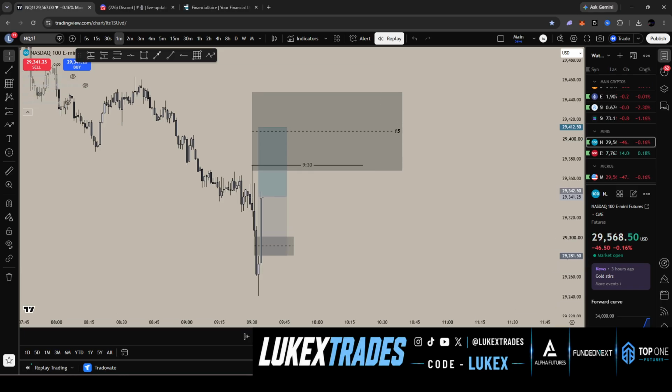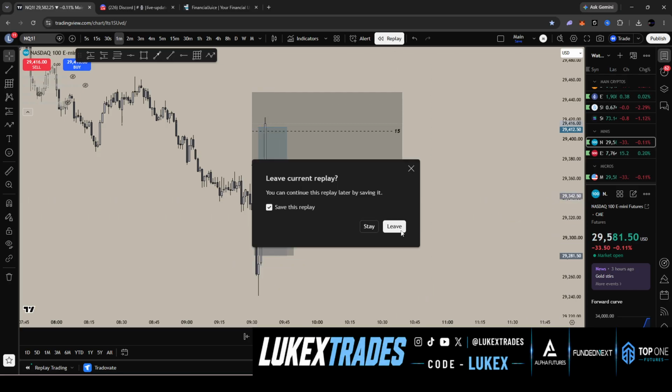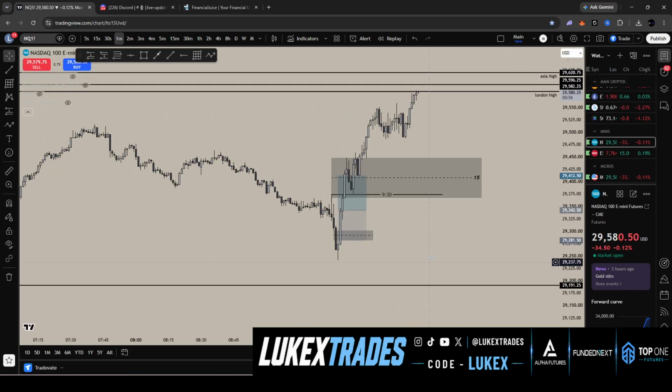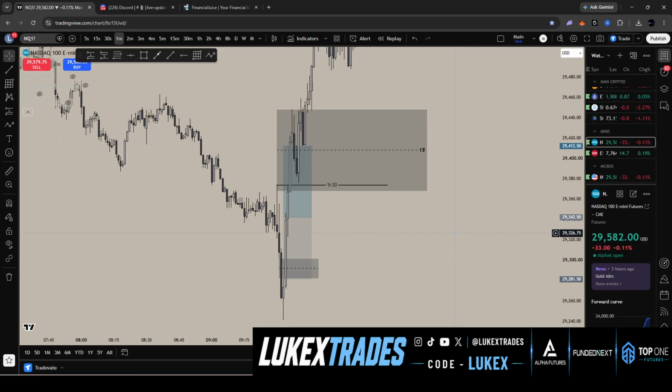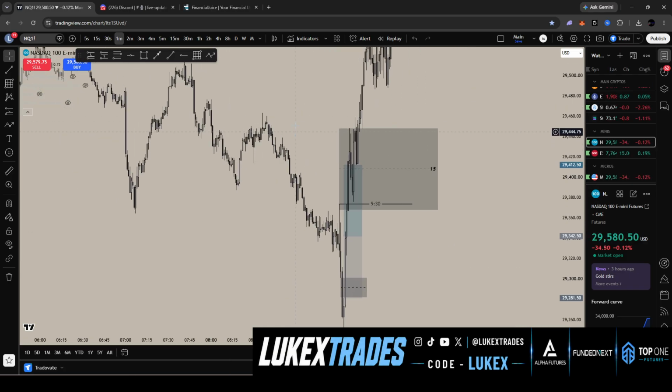As soon as we end up crossing the 9:30 wick, I go break even on this next candle right here, and then we end up hitting full TP. And again, it does run higher, but there's nothing I could do with consistency accounts. You just gotta take your piece and move on. But ideally, I think I probably only would have held to maybe this high over here.